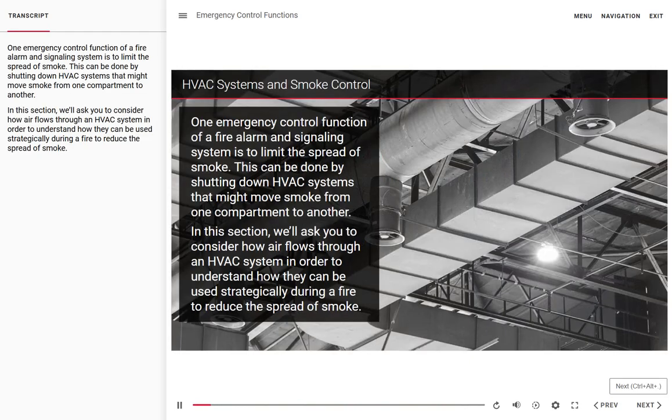One emergency control function of a fire alarm and signaling system is to limit the spread of smoke. This can be done by shutting down HVAC systems that might move smoke from one compartment to another. In this section, we'll ask you to consider how air flows through an HVAC system in order to understand how they can be used strategically during a fire to reduce the spread of smoke.